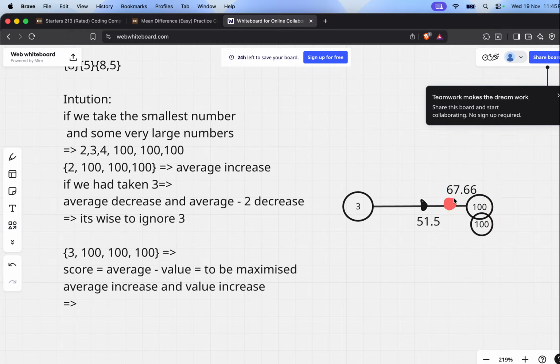All right. So now if we increment 3 to one more value, let's say 4, or let's say we increase it by one value, 4. What happens to our average? Our average increases by a factor of 1 by 3. All right. Because 4 is increased and 4 has only one contribution, while 100 has two contributions. So the average increases.